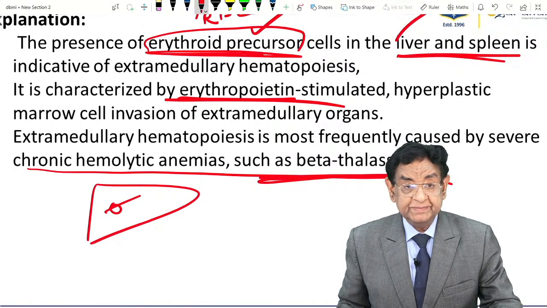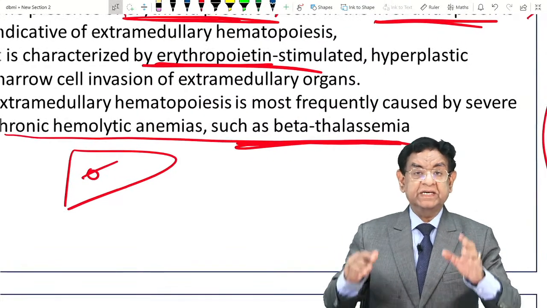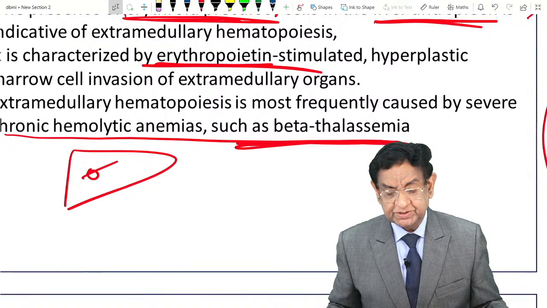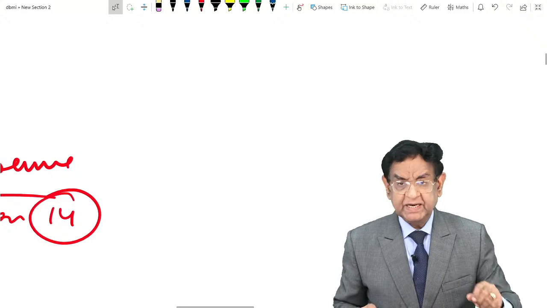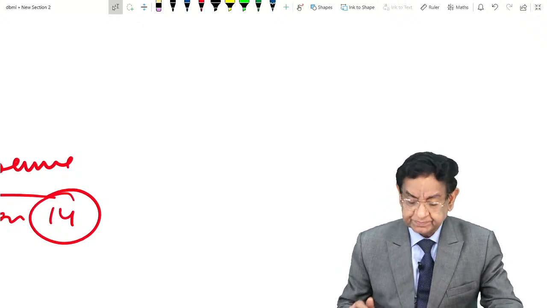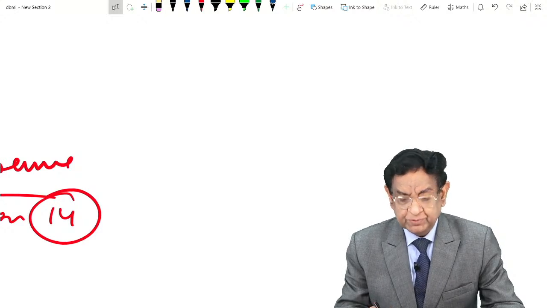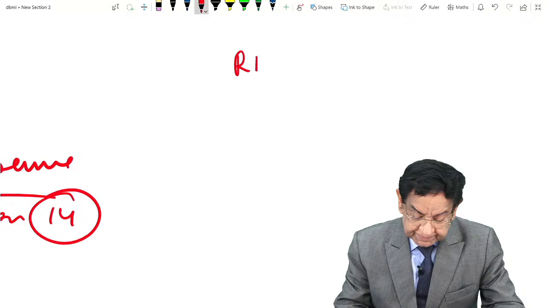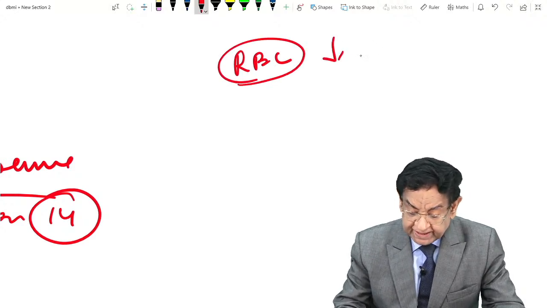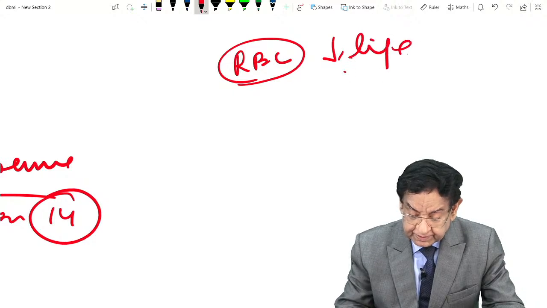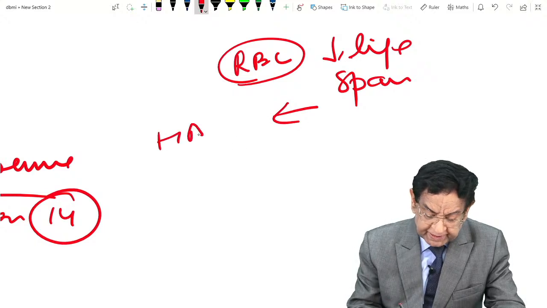Well, in case of beta thalassemia, let's learn a little bit more about the pathophysiology of beta thalassemia. What we know is that beta chains are not getting made, and there are hemoglobin F and hemoglobin A2. So these RBCs have a short half-life, a short lifespan. And that's why they predispose to hemolytic anemias.